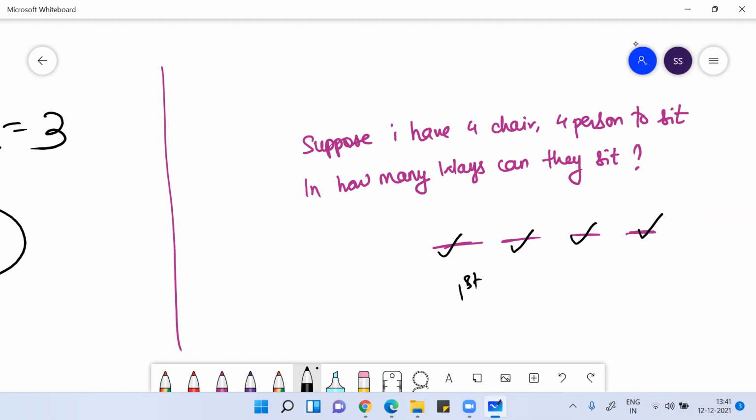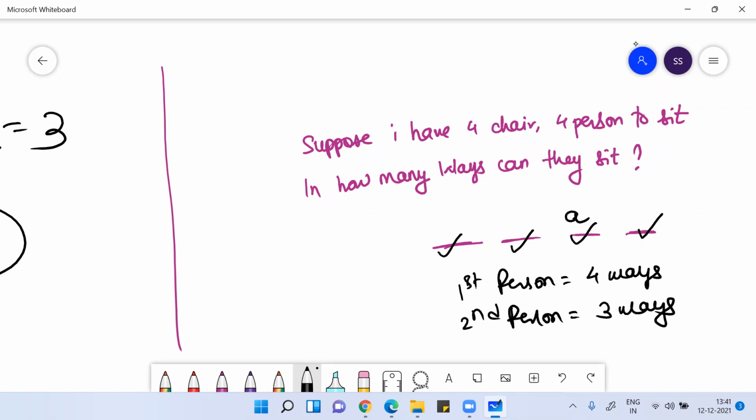So the first person can sit in how many ways? He can sit in 4 ways. So out of 4 chairs, anywhere the first person will sit. Then 3 places are left. So the second person will sit in how many ways? 3 ways. Are you getting me? So out of the 3 places, anywhere the second person can sit.